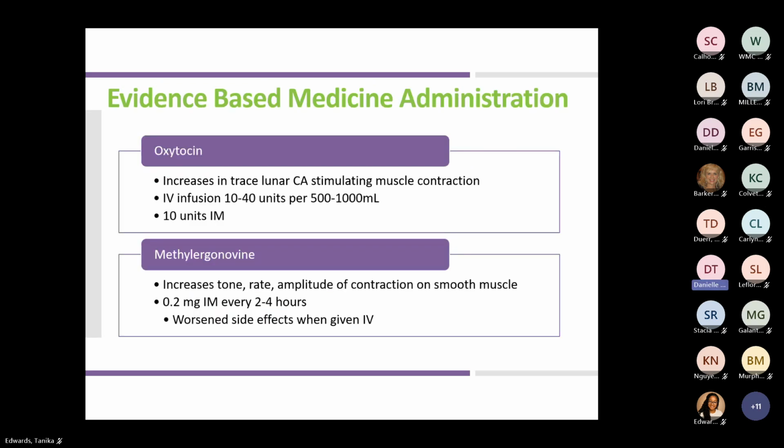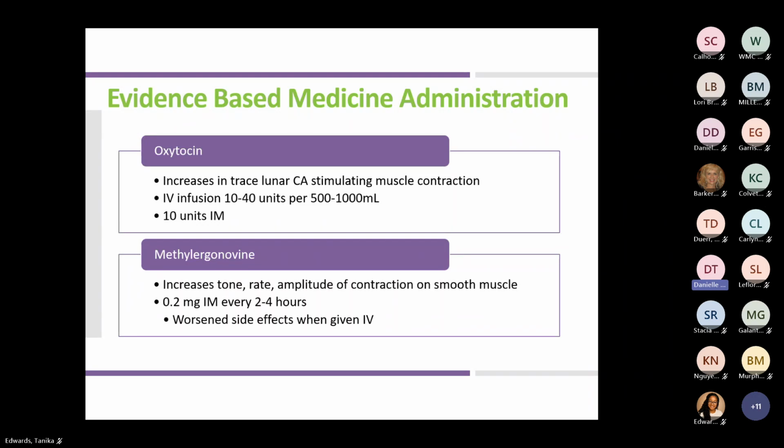All right, we're going to switch gears a little bit to talk about medication administration. I'm just going to fill in for Dr. Ennis. He was not able to make it today, to discuss very briefly those medical management agents you can use to help correct hemorrhage as you are caring for the patient.